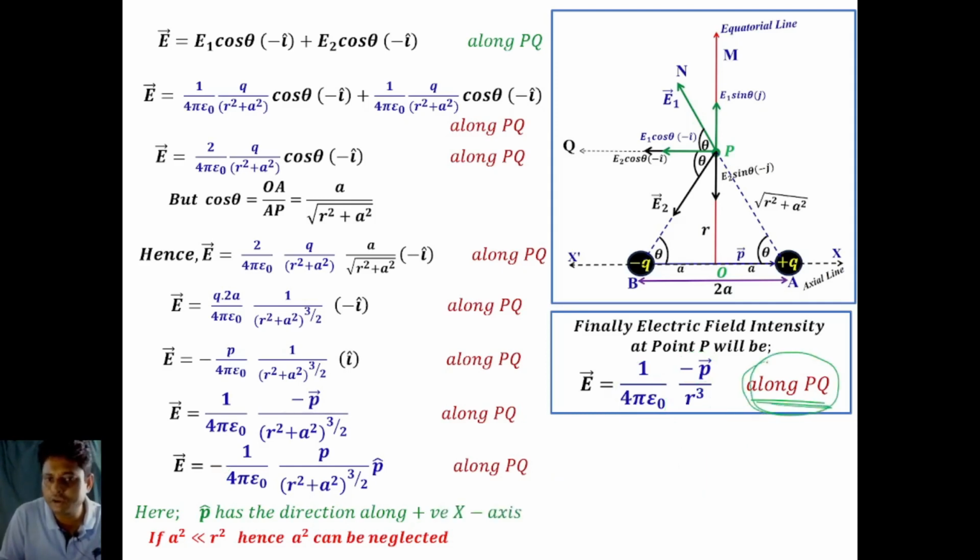Same thing has been written, along pq. See, here you can write along pq, or if you write only this much, it is also correct, because this is in vector form. So in this figure, one can easily identify the direction of this p vector. This p vector direction is along positive axis direction, and this minus sign indicates that the electric field intensity is just opposite to this electric dipole moment. Okay, so either you can write along pq, or if you do not write along pq, also no problem. This much indicates the electric field intensity magnitude, and the direction is opposite to the dipole moment.